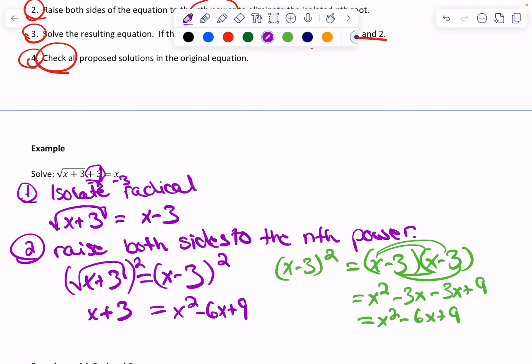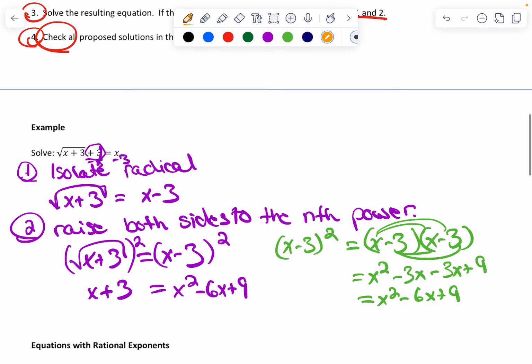Now, another option, if you are familiar with the formulas, you can use a minus b squared, which gives you a squared minus 2ab plus b squared. So this gives the exact same answer as we got right here. But again, foiling is never wrong.